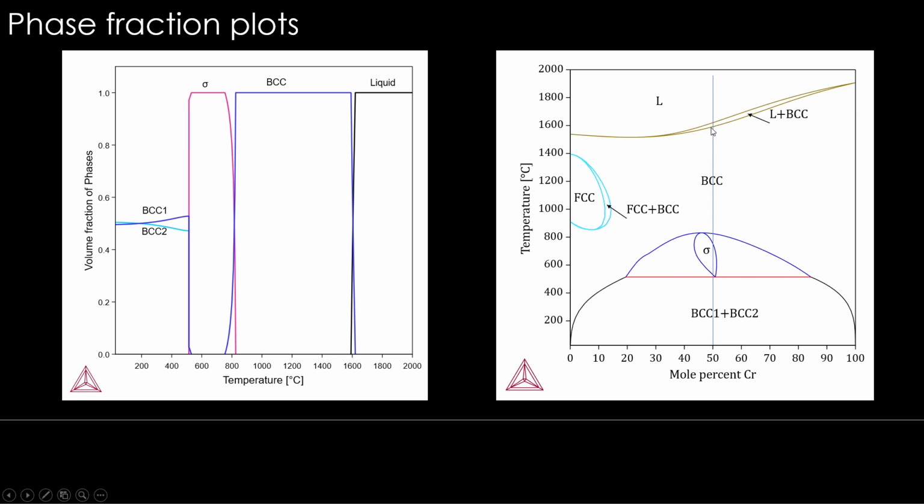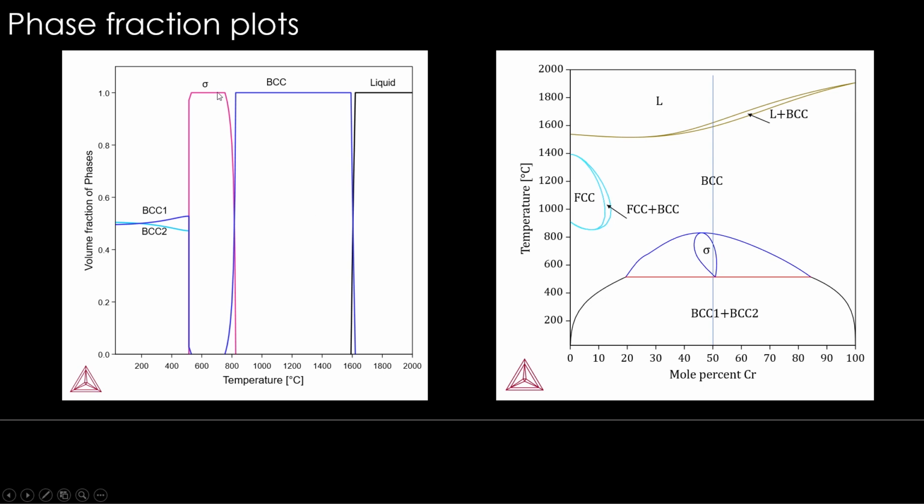Then there is a big temperature range over which single phase BCC is seen. So that's what is here. So for this big temperature range, single phase BCC is stable. Its phase fraction is 1. So that completely occupies the microstructure. Then there is a temperature range over which we see sigma phase appears.